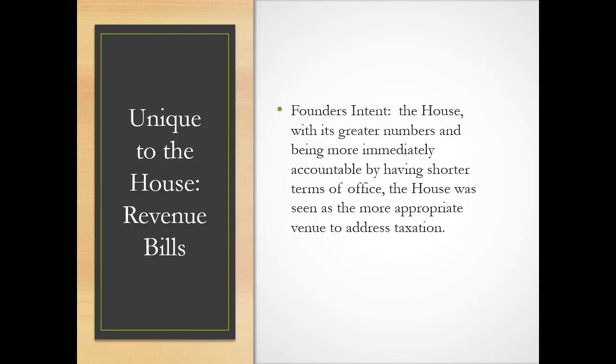There are elements, institutional characteristics, that are unique to the House, to the lower chamber. For instance, Founders' intent found that the House, with the greater numbers and being more immediately accountable by having shorter terms of office, was seen as the more appropriate venue to address taxation. And so all revenue bills have to originate in the House. What does this mean? Taxes. Revenue bills means that we need to raise taxes in order to pay for government. Revenue bills have to generate in the House, in the lower chamber. They can't be begun in the Senate.